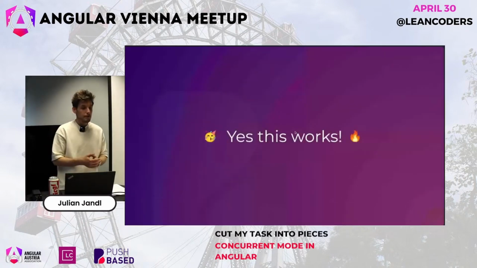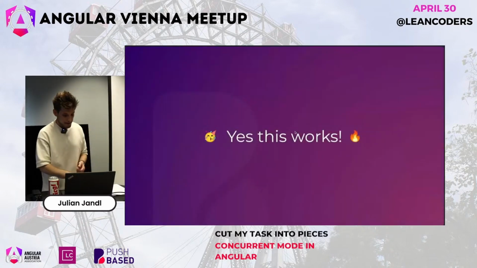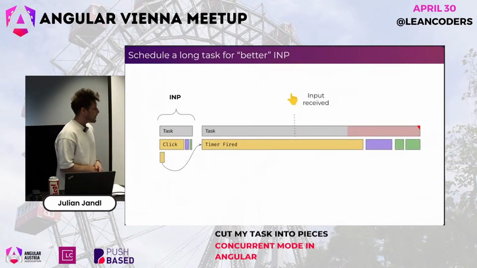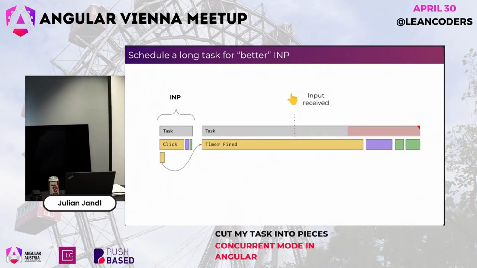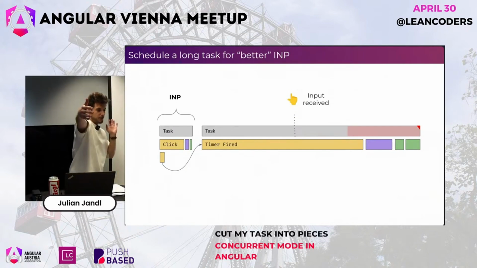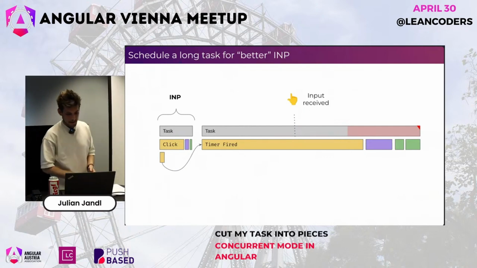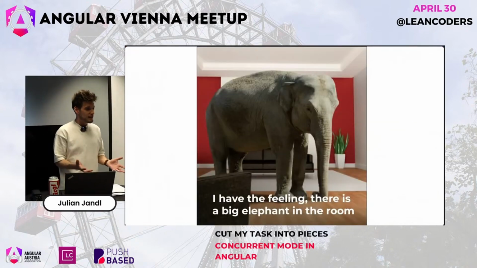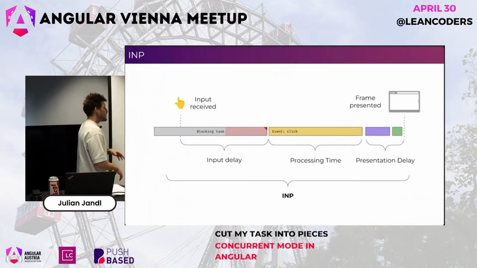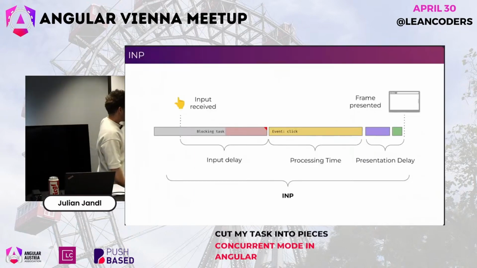Okay, so yes, it works, but what does happen if a user clicks here in between? Like we have a new user input while we are executing this super long task, right? I have the feeling there's still a huge elephant sitting within the room. So let's address it. First, let's explain it.